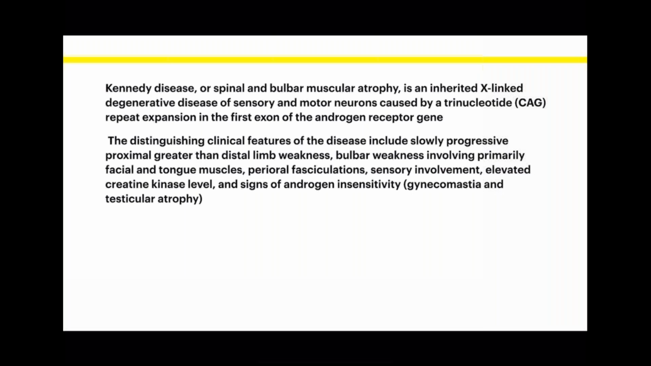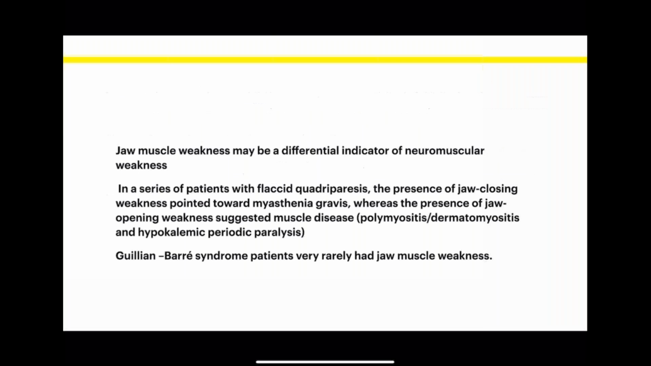The distinguishing clinical feature of the disease is slowly progressive proximal greater than distal limb weakness with bulbar weakness involving the facial and tongue muscles with perioral fasciculations. So it's a constellation of symptoms, with also elevated creatine kinase and androgen insensitivity. And jaw muscle weakness is a differential indicator of neuromuscular weakness.